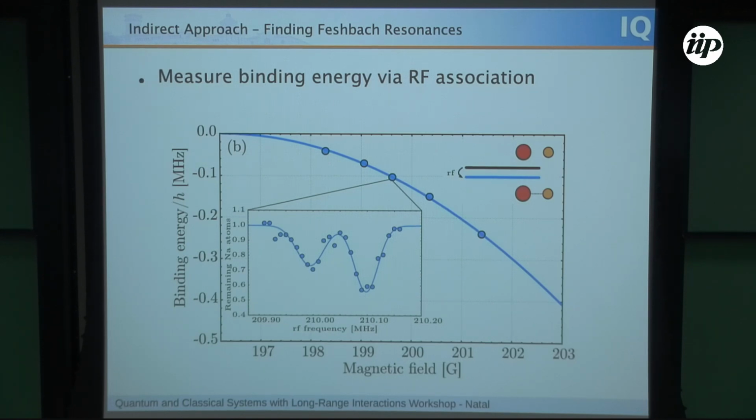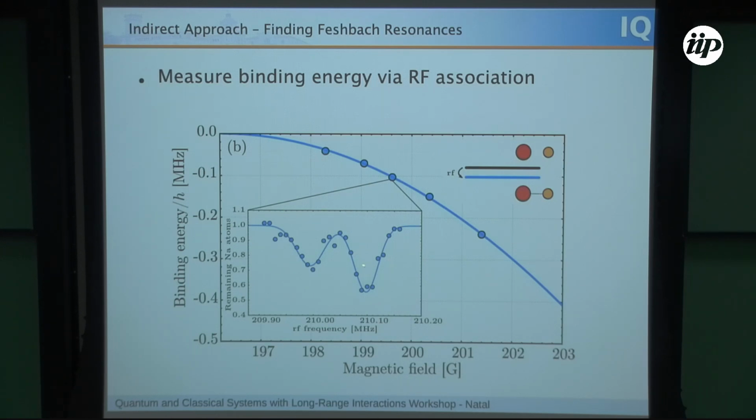Now that you know where it is, you change your magnetic field slightly higher, in this case, and you get the binding energy that you would normally have. And to now associate molecules into this, you would just start your atoms in a different hyperfine state, and then with an RF pulse, you would bring them down into the molecular state. That's what this graph here is.